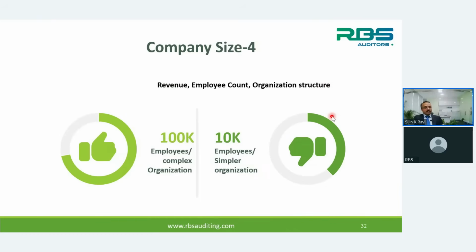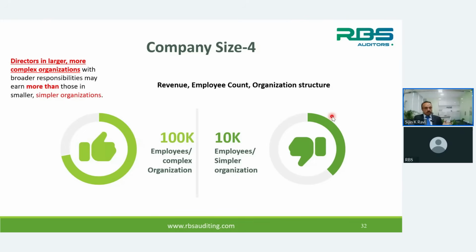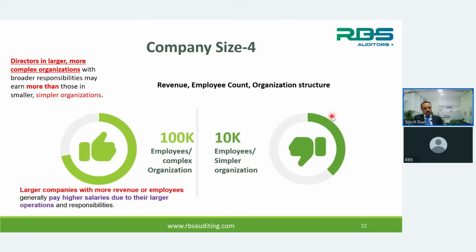Another factor affecting managerial remuneration is company size, so revenue. For example, directors in a large or more complex organization with broader responsibility will get more salary. Larger companies with more revenue or employees generally pay higher salaries due to the larger operation. Here I have given 100K employees and 10K employees just as an example. One is a complex organization, the second is a simpler organization. You have to compare with the simpler organization, see what range it comes to, and compare those entities instead of comparing with multi-level entities.